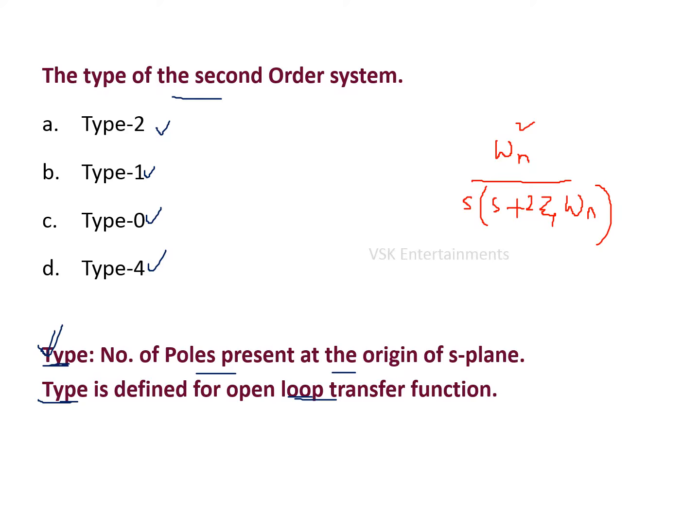If we consider the open loop transfer function for a second order system, that is this one, omega n square by s into s plus 2 zeta omega n. This is the formula for open loop transfer function for a second order system. The power of s in this term represents the type of the system. Here the power of this term is 1. So the type of a second order system is 1. So option B is the right answer.